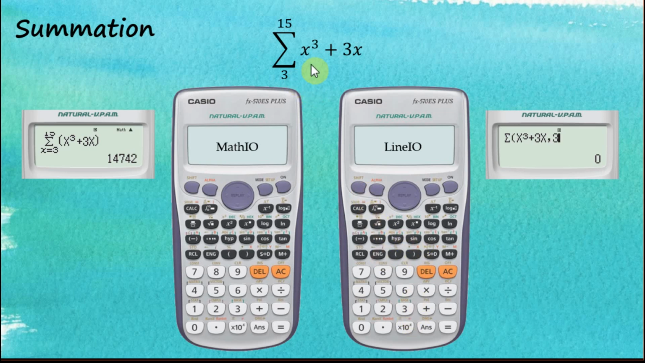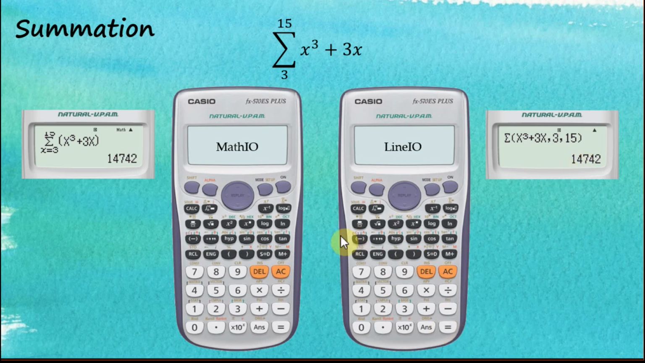Okay, and then the second parameter is where we would like the summations to end. We would like it to end at x equal to 15. So again, we use the comma to separate it from the first parameter. And 1, 5, and close bracket, equal. So this is the answer.